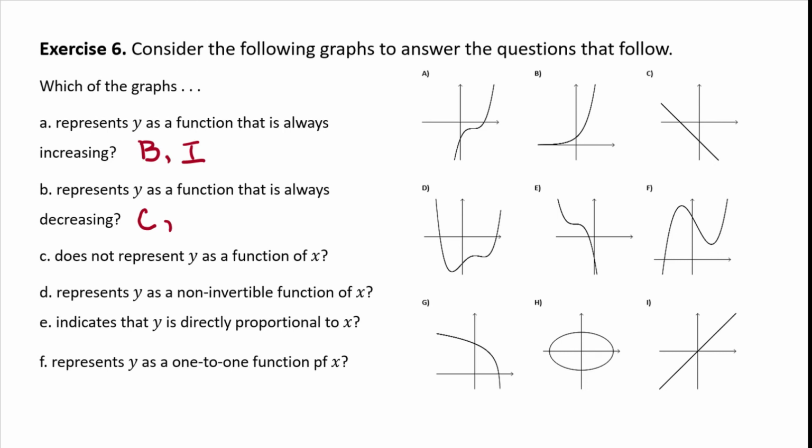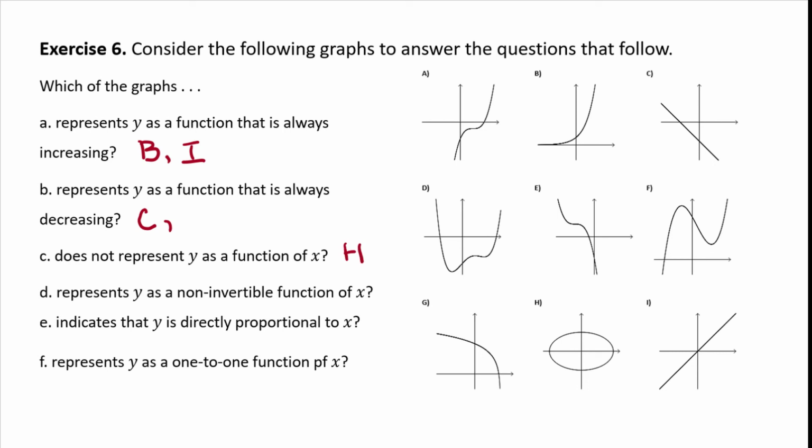Let's look at question C. Which of the graphs does not represent y as a function of x? The test that I use to determine whether or not the graph represents a function is the vertical line test, and all of them except H, which is a graph of an ellipse, represents a function. So H, the graph of the ellipse, is not a function.